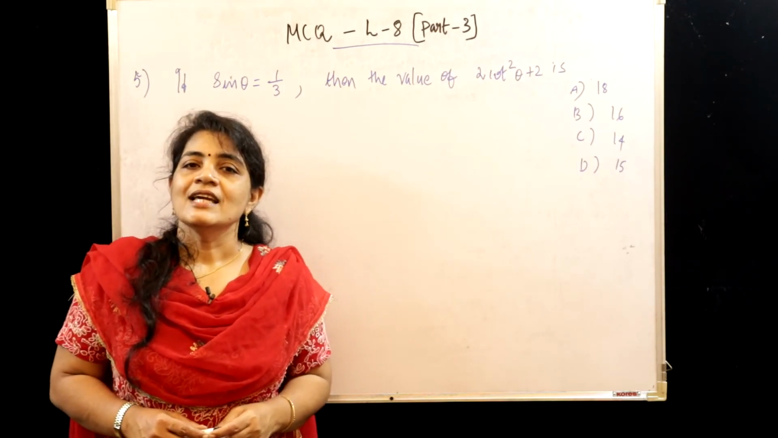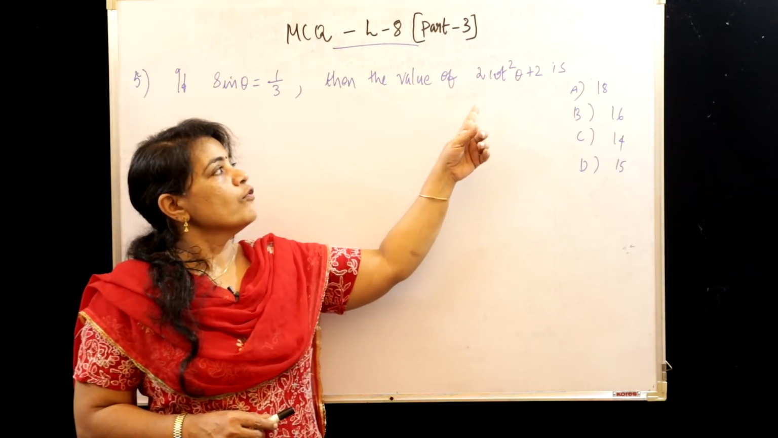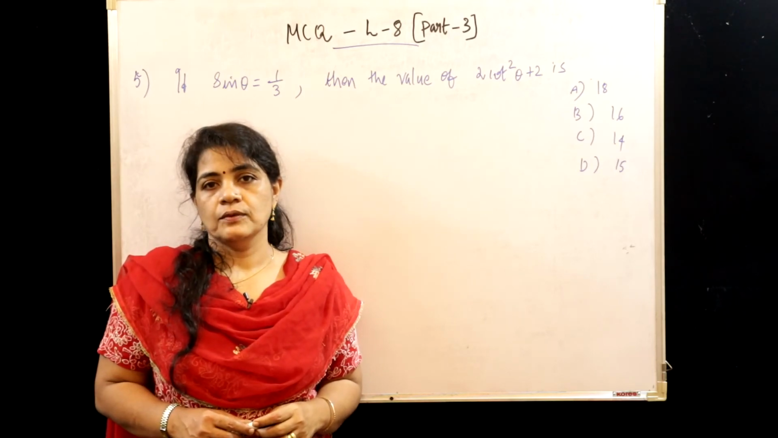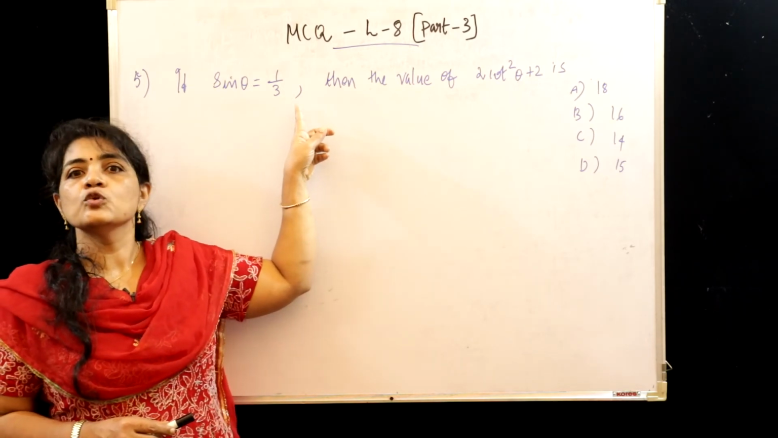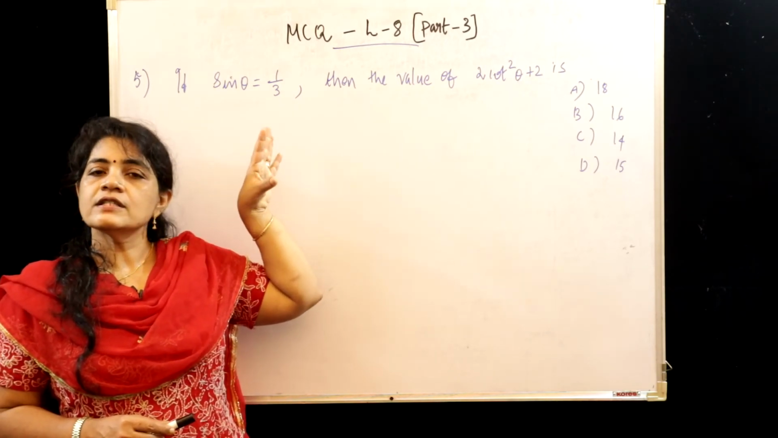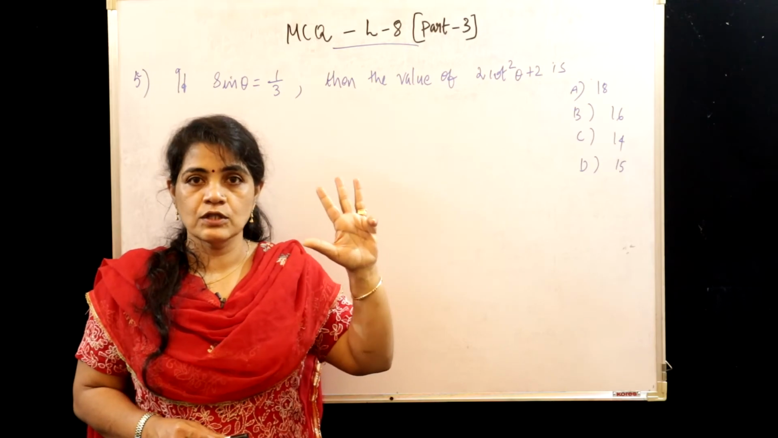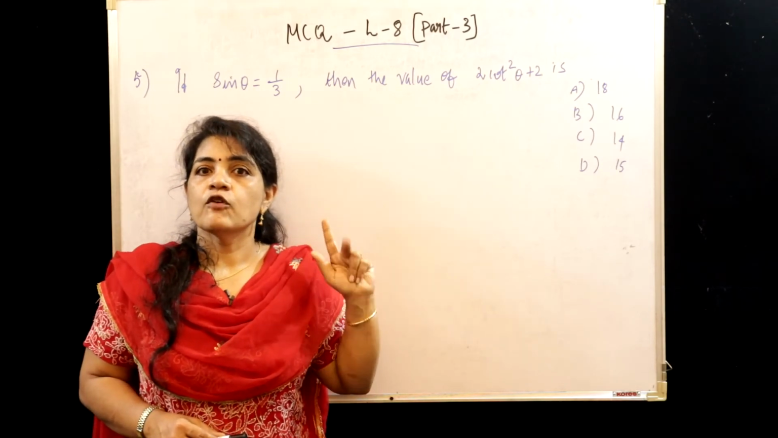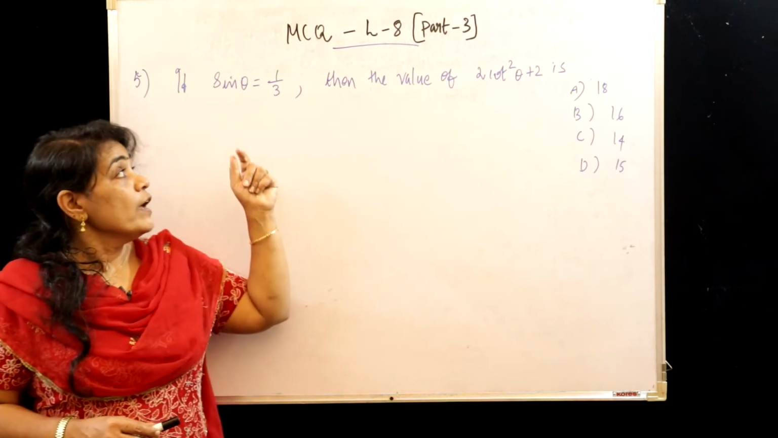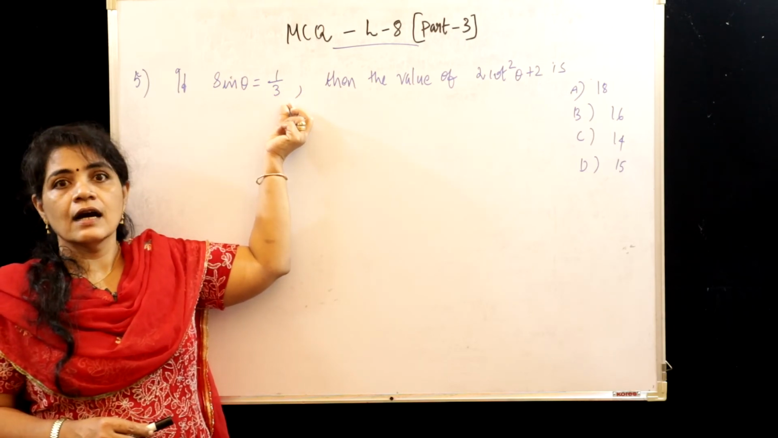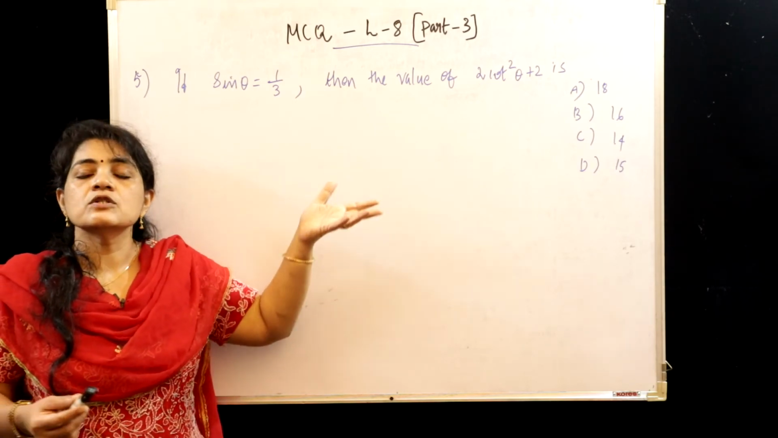Now the fifth question. If sin theta equals 1 by 3, then what will be the value of 2 cot square theta plus 2? What is given, children? We have given sin theta equal to 1 by 3. If instead of 1 by 3, any one of the standard values of sin were given, that is sin 0 is 0, sin 30 is 1 by 2, sin 45 is 1 by root 2, sin 60 is root 3 by 2, sin 90 is 1, you could replace it with that ratio. But here 1 by 3 is not there.